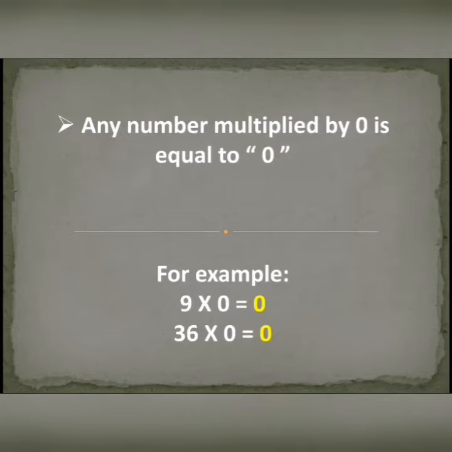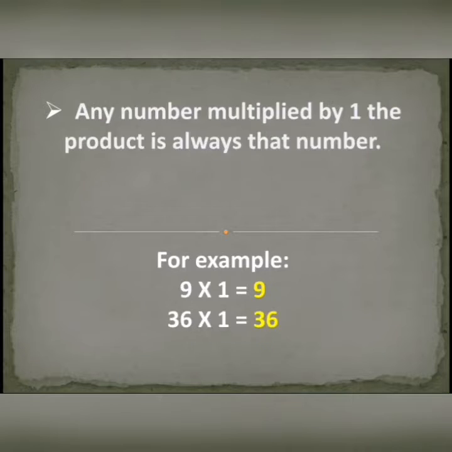So let me give you another example. If you're going to multiply 0 with 1000, it doesn't matter, the answer will still be 0. 1 million times 0, the answer is still 0. So again, remember, any number multiplied by 0 is equal to 0. Let's proceed to number 1.